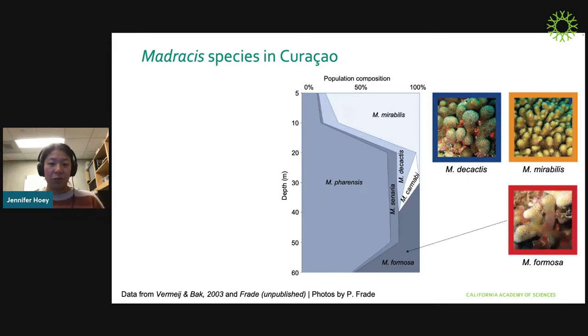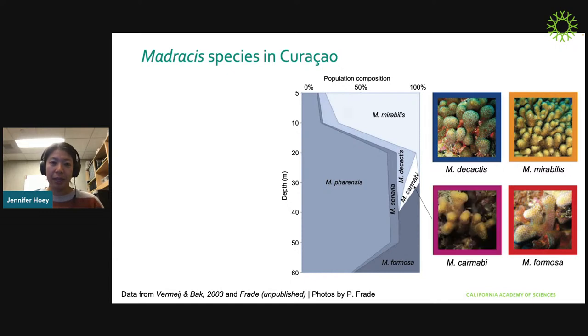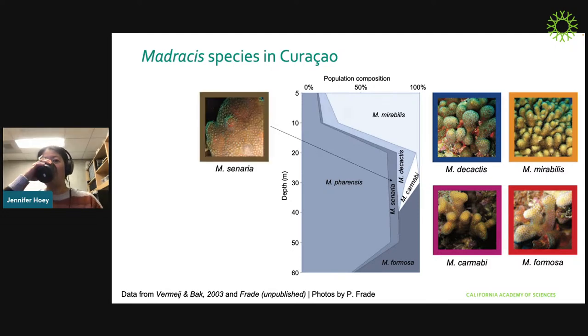Other species are Madracis formosa, which is primarily found quite deep. It's more flattened and has a lobey look to it. And then another similar looking species is Madracis carmabi, which is only in this intermediate depth range around 30 meters. We have Madracis cinerea, which lives along the entire depth gradient, and it's either encrusting or forms little pillars, and it looks very distinct from the other corals in the Madracis genus.